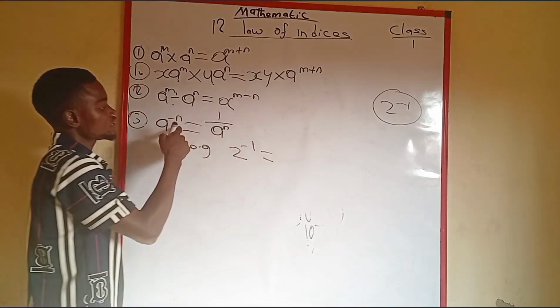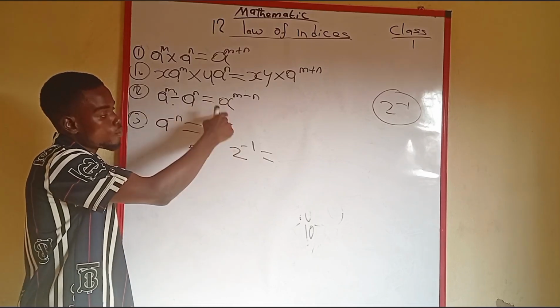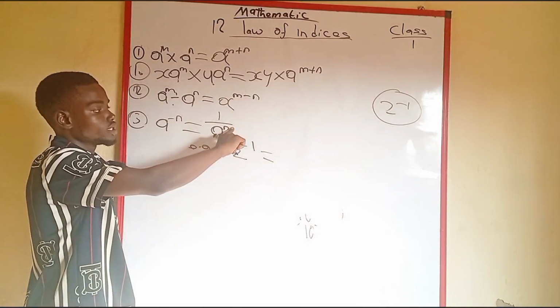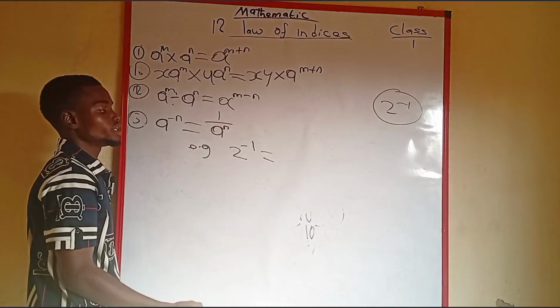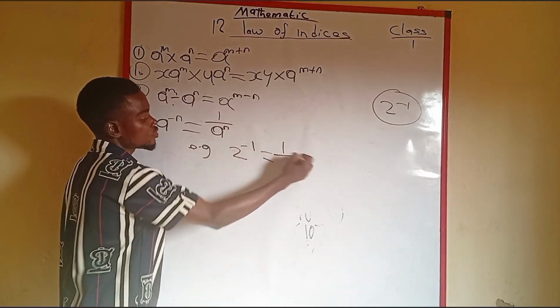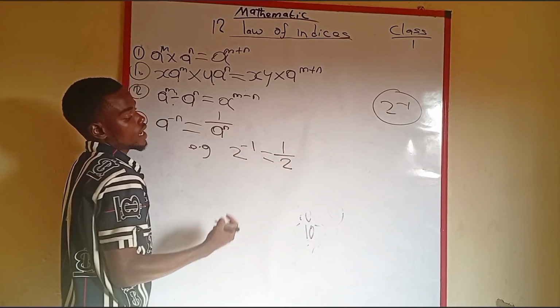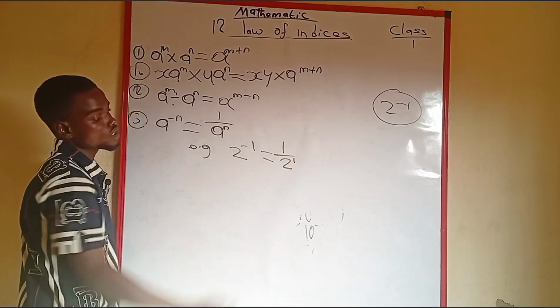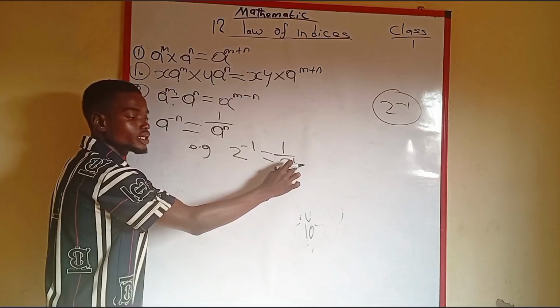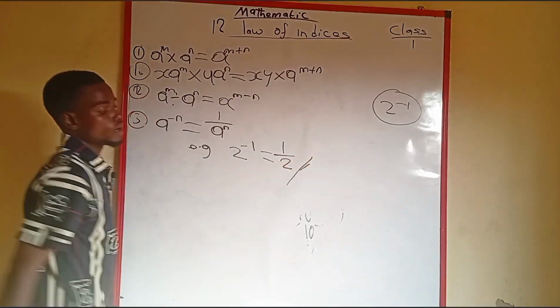What am I going to do? Since it is equal to, the negative will form 1 over the base, and the a, which is the base, will still be there. So I'm going to have 1 over 2, and 2 will be to the power 1. Which 2 to the power 1 is still 2. This becomes our answer.